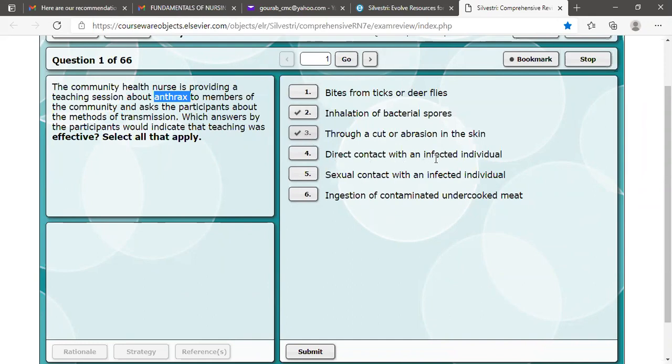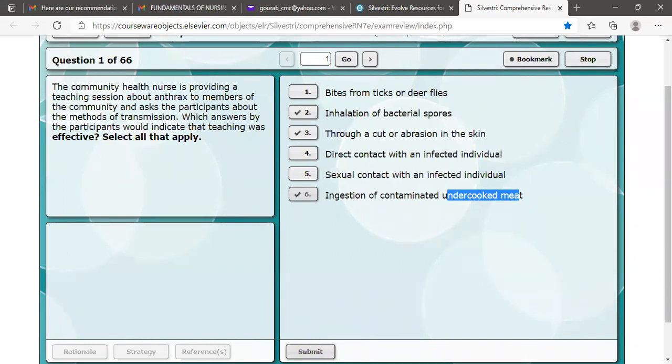Direct contact with the infected individual: anthrax is not transmitted person to person or skin to skin, so it is not a contact precaution. Also sexual contact with an infected individual: there is no evidence of that. And also ingestion of contaminated uncooked meat. As I told you, the gastrointestinal system is one of the ways anthrax can be transmitted.